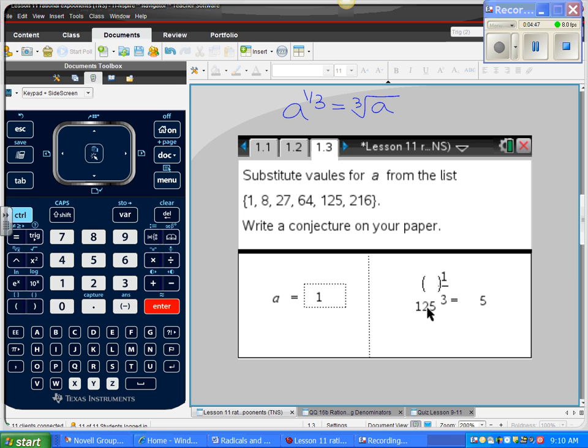Excellent. Okay, so again, what's my index? 3. My index is 3. What does that match up with in my exponent? The denominator. And what's my power? 1, and that matches up with my numerator. So is it following that same pattern? Yeah? Okay, so let's get a little bit harder.